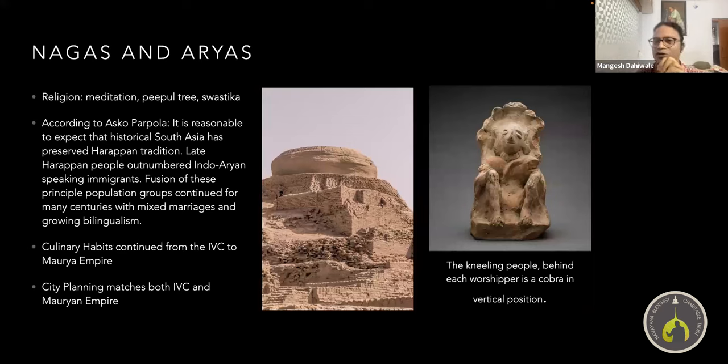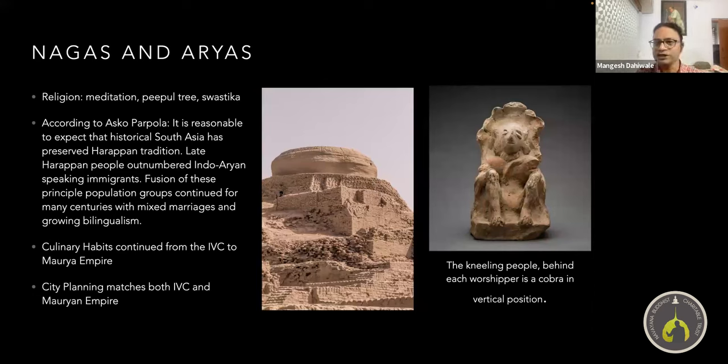I'm going to bring out something very important here: whenever we talk about the Indus Valley civilization, its religion is about meditation, the pipal tree, the swastika. And according to Asko Parpola, who is one of the leading authorities on the Indus Valley civilization, it is reasonable to expect that historical South Asia has preserved Harappan tradition. So the Harappan tradition didn't die, the culture continued. Though the material civilization was gone, the people survived. As he says, late Harappan people outnumbered Indo-Aryan speaking immigrants. Fusion of these principal population groups continued for many centuries with mixed marriages and growing bilingualism. So this is a very important point that Asko Parpola, a leading authority on the Indus Valley civilization, has brought forth.